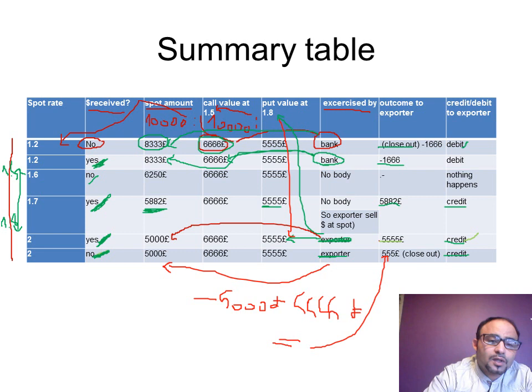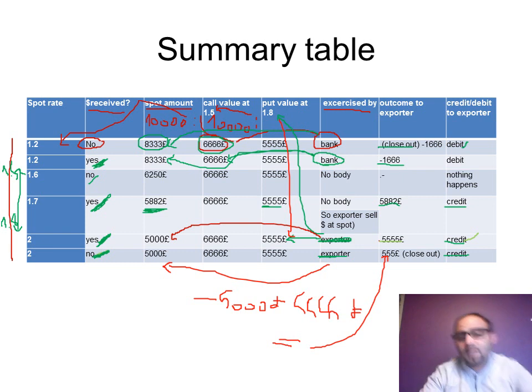Now, if the rate is 1.6, and notice here we have 1.6 and 1.7, which are actually between 1.8 and 1.5. Remember, 1.5 is your call option strike, and 1.8 is your put option strike. Okay. So let's take the case of 1.6, okay, which is between them.